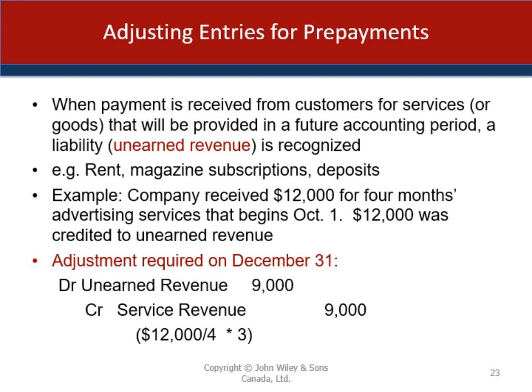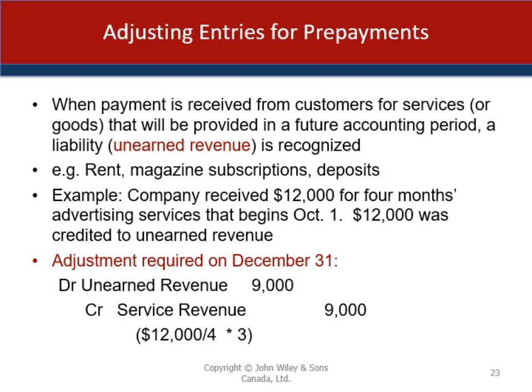On the other hand, when we receive payment in advance from customers for services or goods that will be provided in a future accounting period, that's the classic idea of unearned revenue, sometimes called deferred revenue, but generally unearned revenue is the term that we would use. This would include things like rent. If we are the landlord, we would receive money up front, and then we'd deliver the access to whatever they're renting, and we would earn the benefit over time.